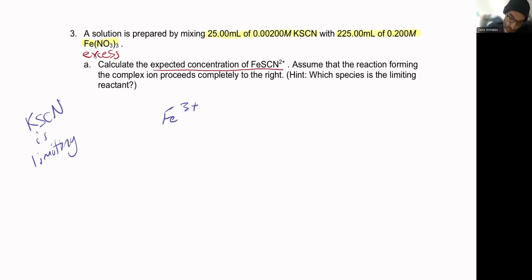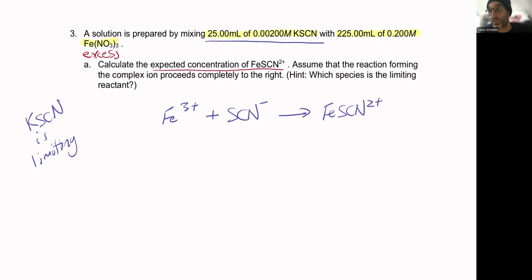If we're using stoichiometry, we need to write out an equation. I'm going to put a one-sided arrow because this is one direction. There is no going back. It is in such high concentration that we can assume that it's all product. Because KSCN, or SCN, is limiting, we're going to use the information from SCN. So I'm going to start with 25, and we're going to do some dimensional analysis.